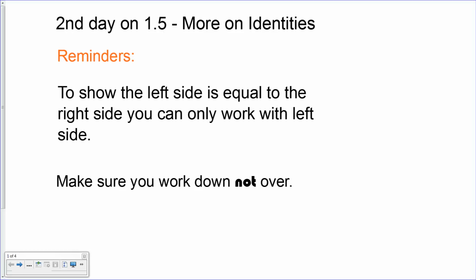Remember, on this section, when you work with these problems on the proofs, you have to work with the left side only and not the right side. So you work with the left side all the way down until you get it equal to the right side, and then you've completed the proof. Also, make sure your work is going down, not over to the right. You really want to line things up as you go through these.